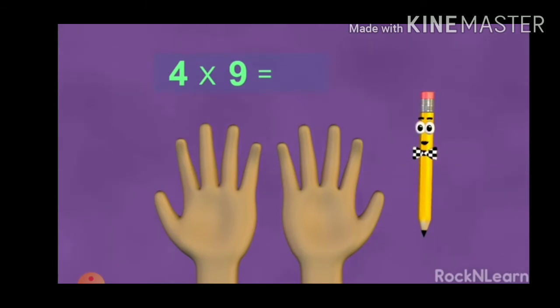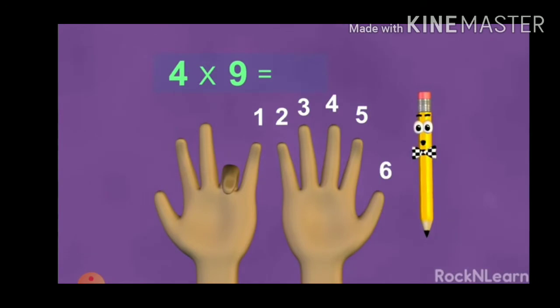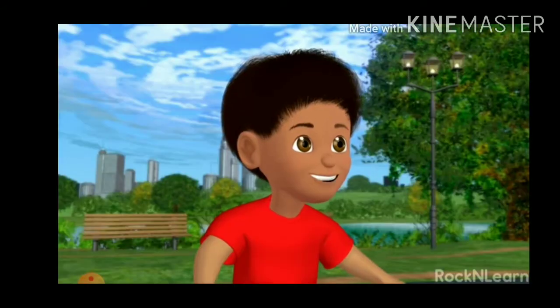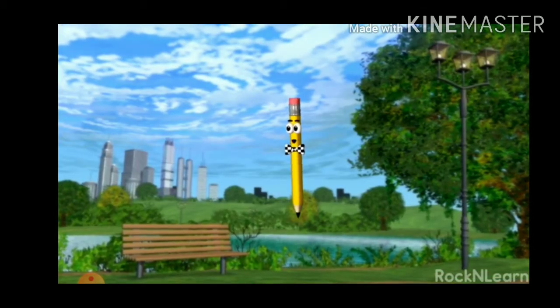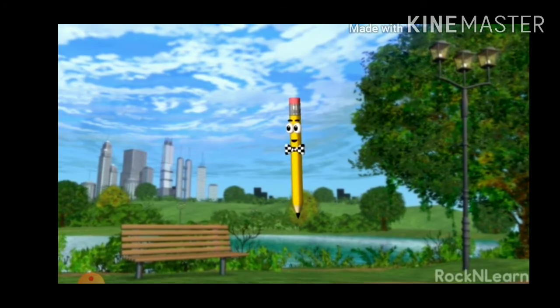To find the answer to 4 times 9, bend down the 4th finger. There are 3 fingers to the left of the bend and 6 fingers to the right. 4 times 9 is 36. Wow, I love that trick. It only works when multiplying by the 9s, but you must admit, it's pretty handy.